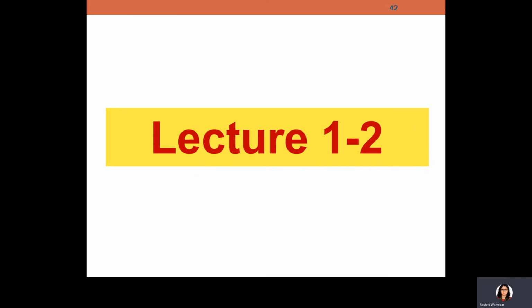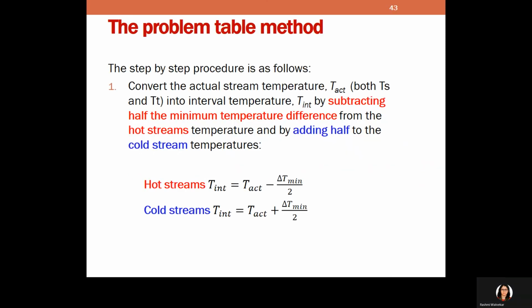So now let us move to the next part. In this method, we are going to discuss the problem table algorithm method. The first step will be to obtain the hot stream and cold stream shifted temperatures. So the actual temperature minus delta T minimum divided by 2. We subtract for hot streams, add for cold streams.